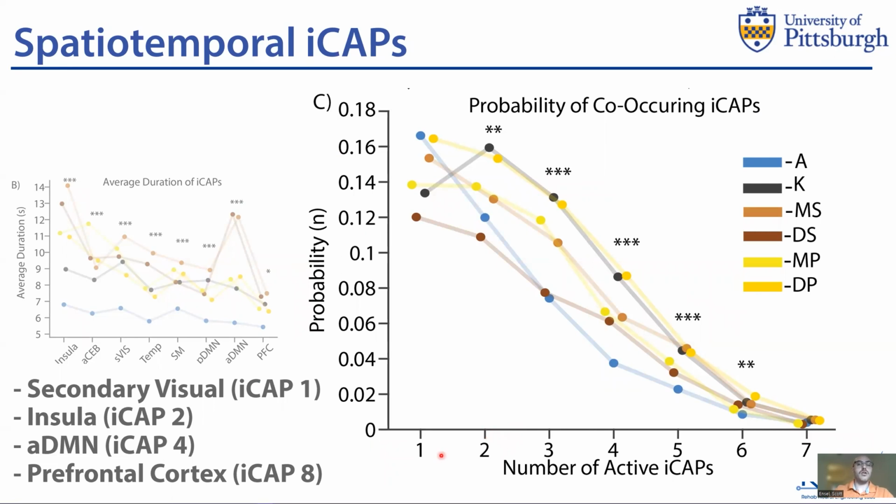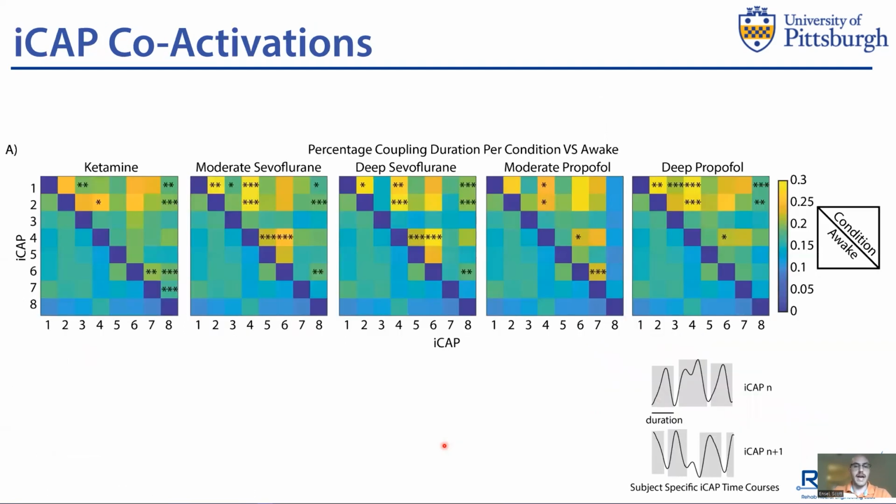And indeed, this longer average duration of ICAPs in the anesthetized condition resulted in increased co-occurrence of ICAPs over time. So to further explore these dynamic interactions across networks, we computed the temporal coupling for every pair of ICAPs. What we can see here is awake in the bottom corner of each one and the condition in the top right. As expected, anesthetized conditions had stronger co-occurrence between pairs of ICAPs when compared to the awake condition.